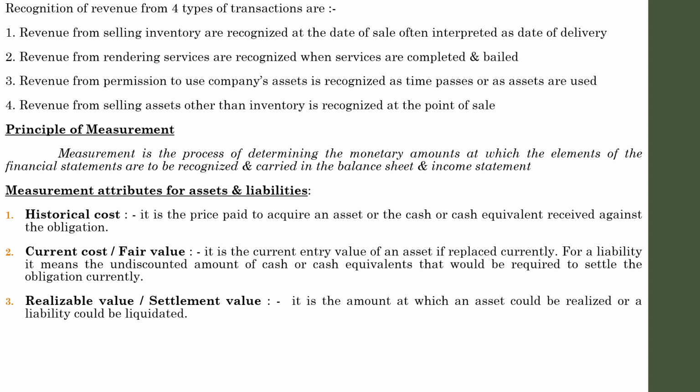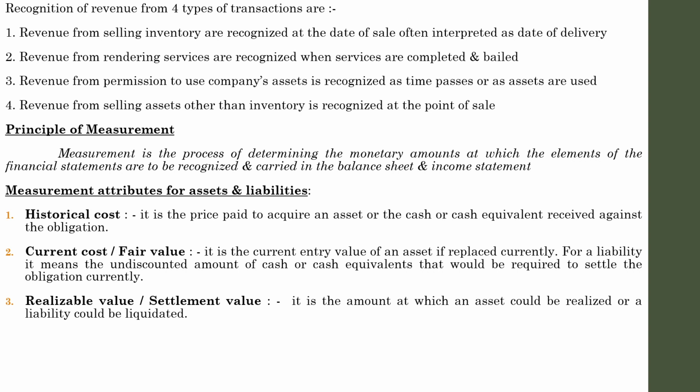Next is realizable value or settlement value. From the term itself, you can easily find out the concept. Replacement cost is the price that would be paid to acquire an asset with equivalent service potential in an orderly market transaction at the measurement date. Or we can simply say it is the amount at which an asset could be realized. If I am going to sell an asset, I will get a certain value for the asset depending upon the life, depreciation, whatever it is. That is known as realizable value with regard to asset.